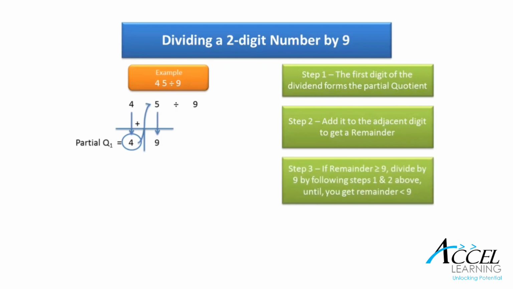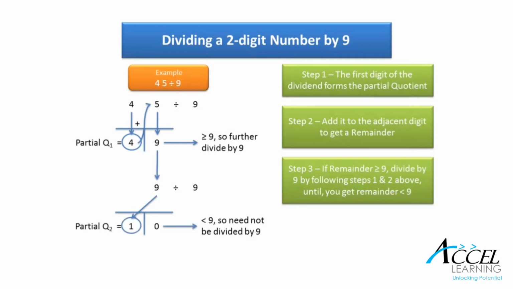Step 3. If remainder is greater than or equal to 9, divide by 9 by following steps 1 and 2 above until you get a remainder less than 9. 9 divided by 9 is 1. And the remainder is 0, which is less than 9, so there's no need to divide it by 9 again.